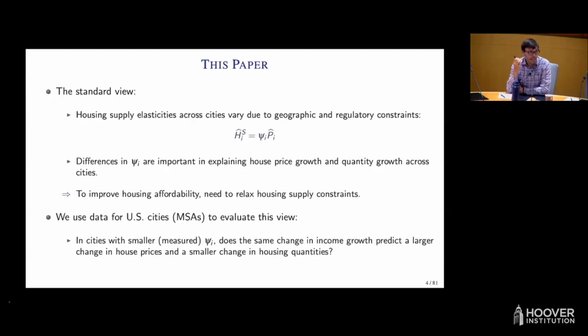What we're going to do in this paper is evaluate this view. We're going to look at the city level, more specifically metropolitan areas, and ask whether, by standard measures, cities that are measured to have inelastic supply, with smaller values of psi, see the same change in income growth predict a larger change in house prices and a smaller change in housing quantities, just like in the previous graph, relative to cities measured to have more elastic supply.